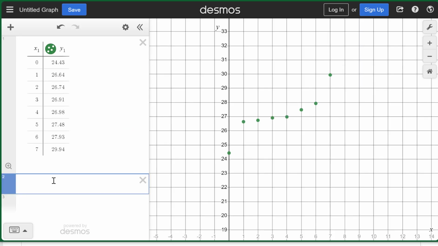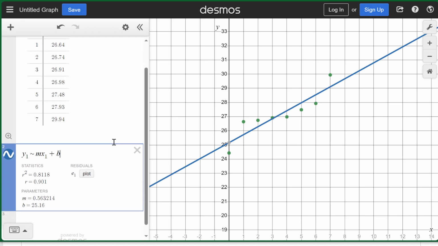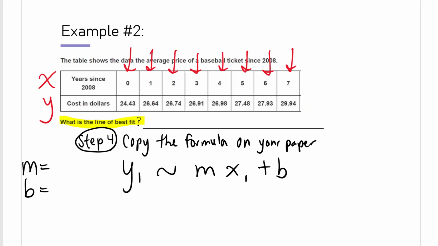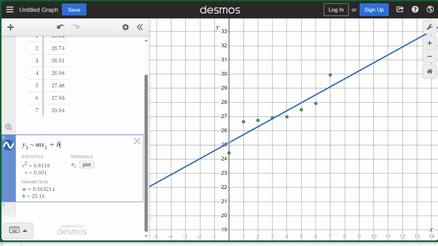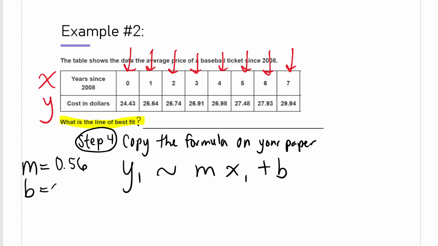So, we have to use the line of best fit formula. The formula is y1 squiggly mx1 plus b. Okay, that's our line of best fit. M is 0.56. B is 25.16. Step 4, copy the formula on your paper.